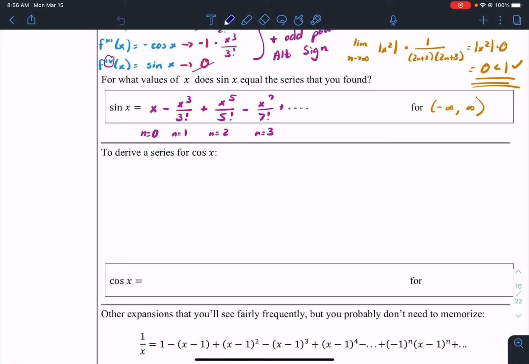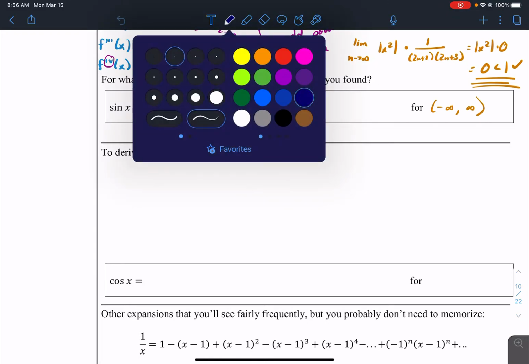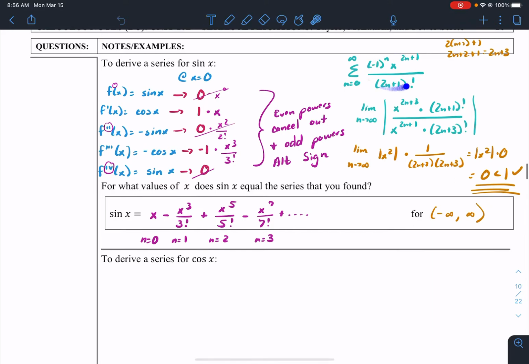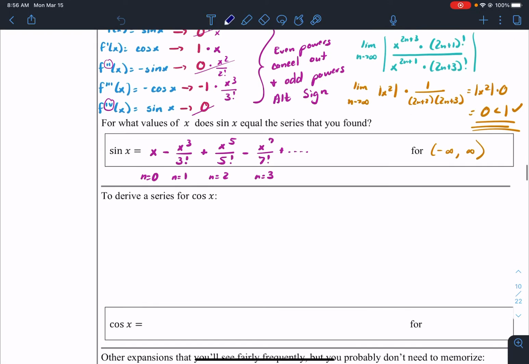Let's talk about the cosine of x expansion. I want to make sure that we go back here because I forgot to add this nth term, this general term, which does need to go in our infinite series. So we'll say negative 1 to the n power, and then x to the 2n plus 1 because all of our powers were odd, and then the 2n plus 1 factorial on the bottom. So that is our general term for a sine of x series.